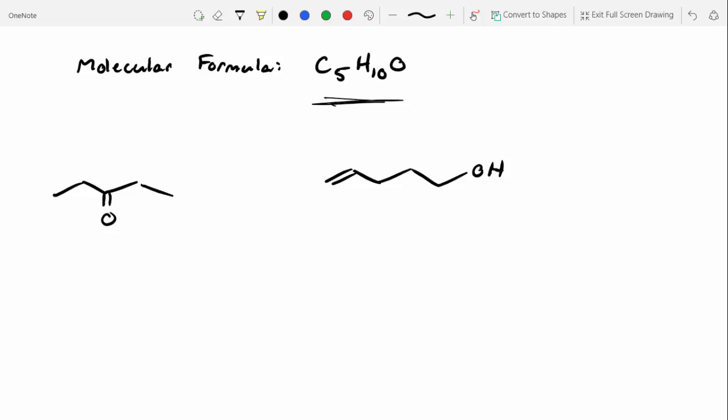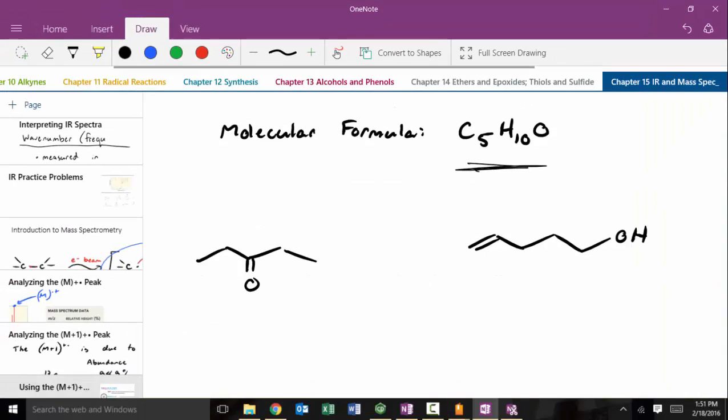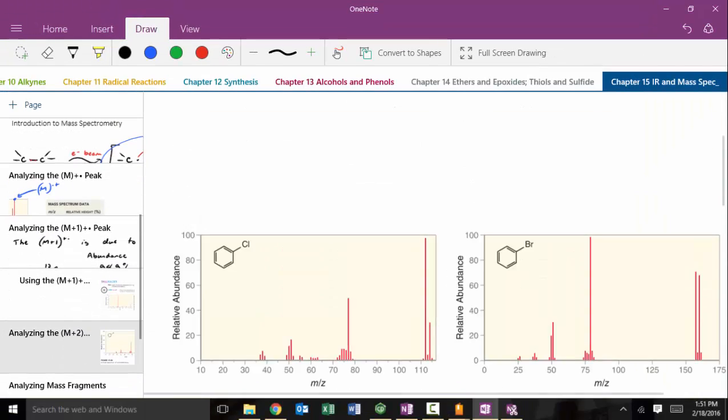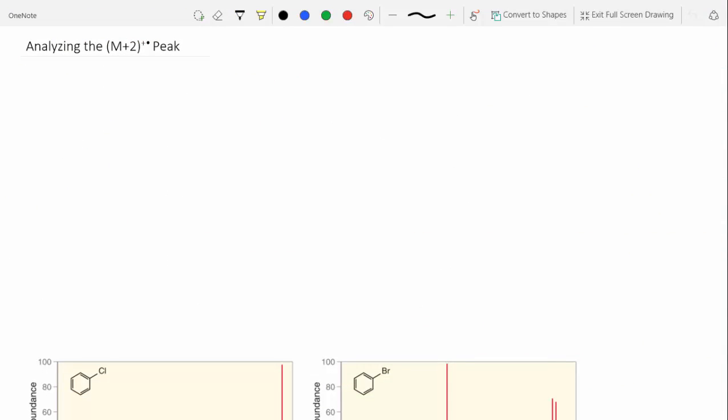All right, there's also another peak we've got to look at that occasionally shows up. This is called the M+2 peak. Trust me, the M+2 peak's easy. The M+2 peak is an indication of bromine or chlorine.